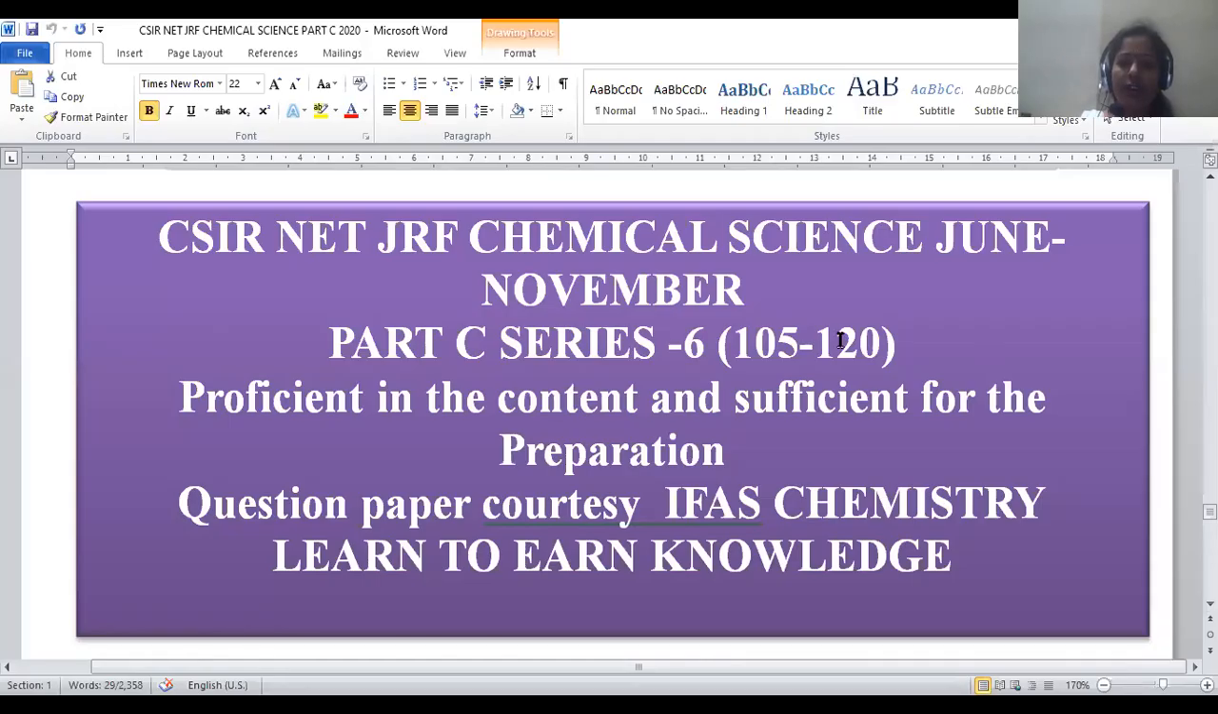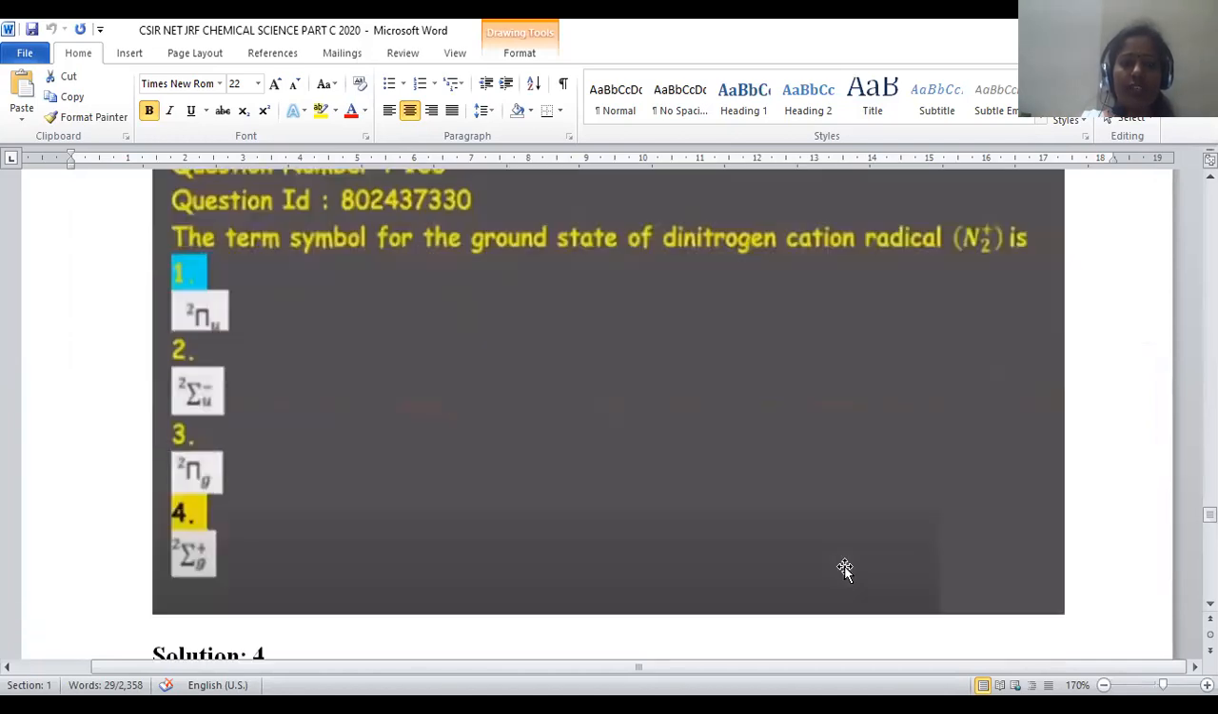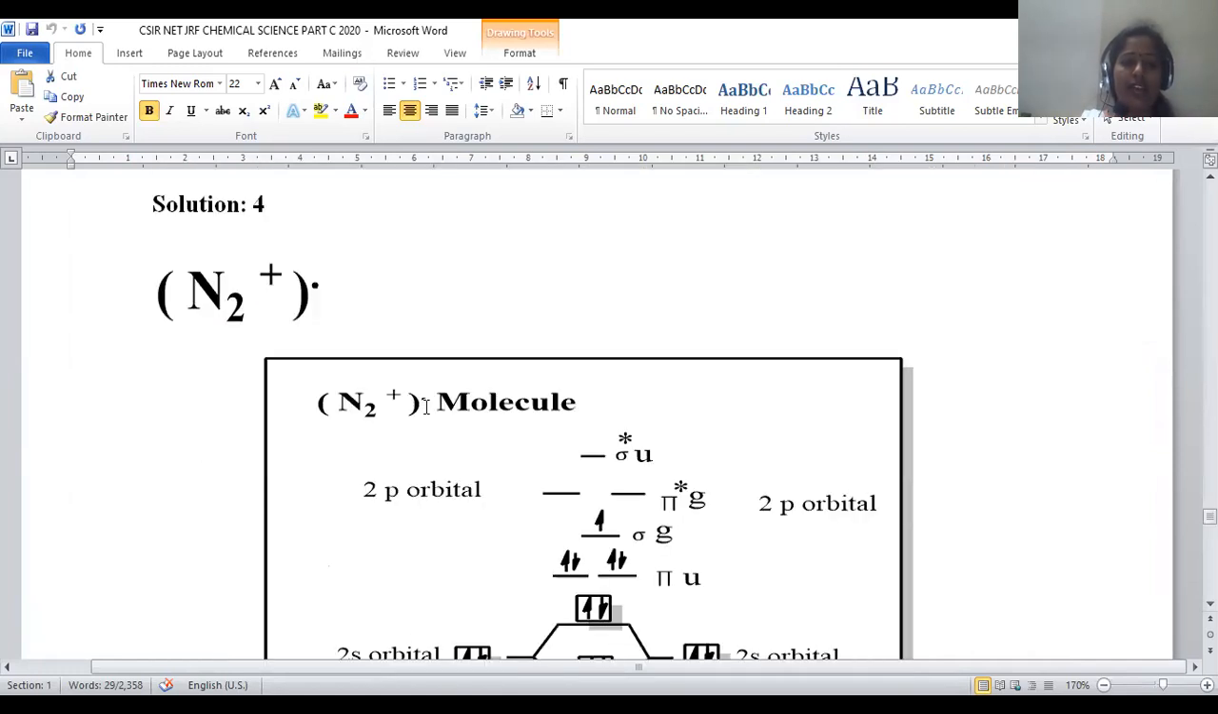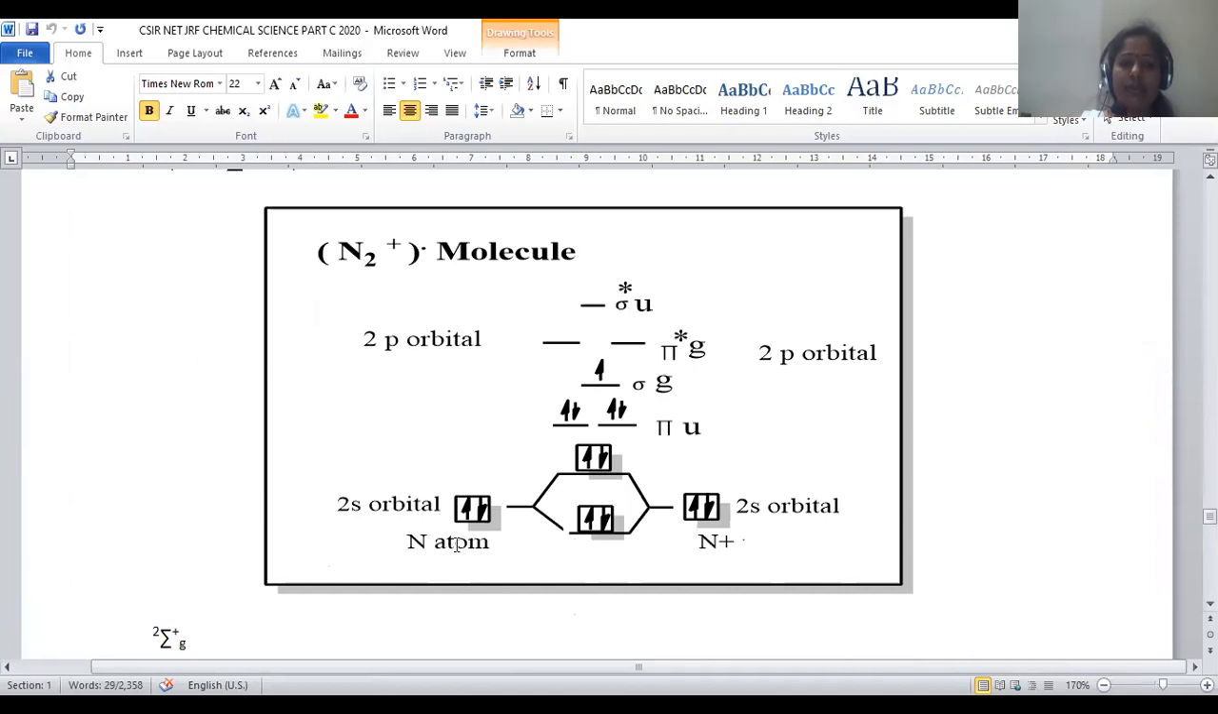Here question numbers 105 to 120 of this June-November Part C 2020 question paper are going to be discussed in today's session. Let us discuss question number 105. The term symbol for the ground state dinitrogen cation radical, N2 positive radical, is given as, right? When we are taking nitrogen positive, one of the nitrogen atoms consists of 2s2, 2p3. Another nitrogen positive consists of 2s2, 2p.